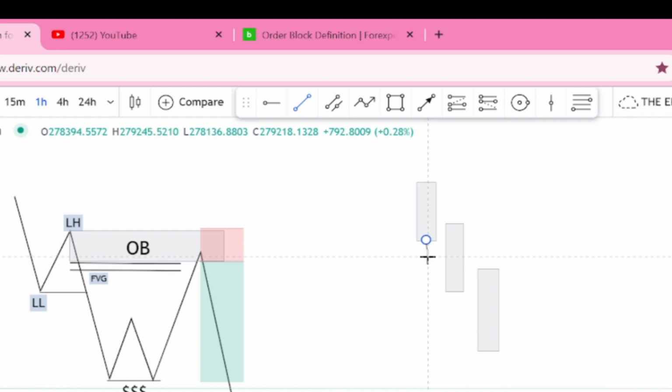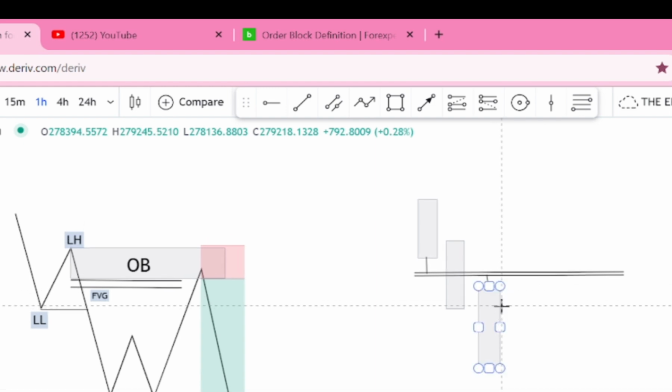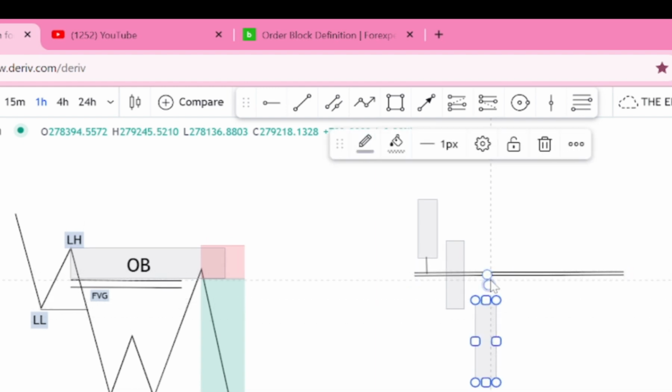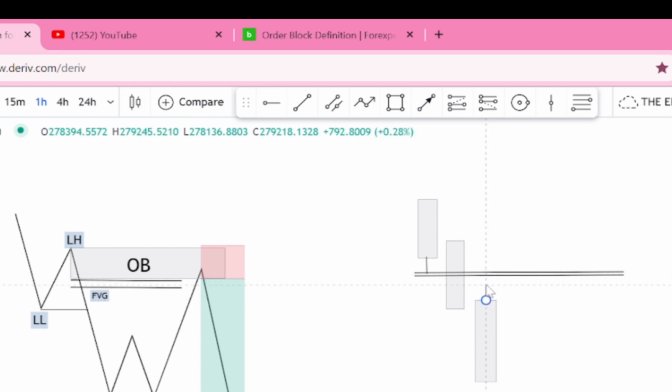I just want to explain this so that you understand and get the concept of these things. No matter how small it is, so long as there is a gap in between them. This is too small, but I don't know if you got this. I'm just trying to show you something. That gap there is your fair value gap.